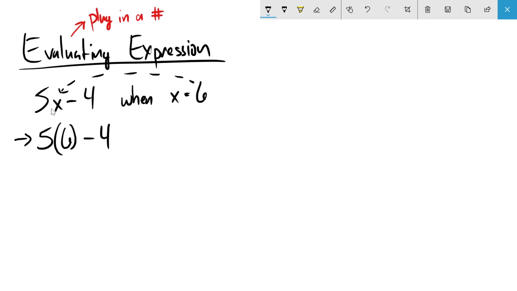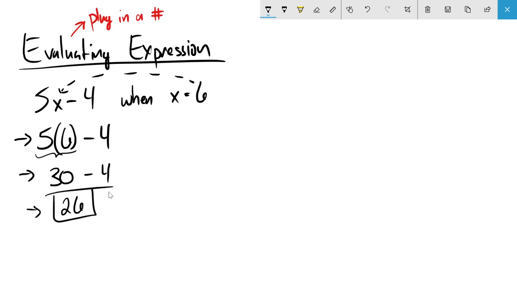There's no operation specified here, so what are we supposed to do with the 5 in this number? Multiply, right? If no operation is specified, so it's just 5 next to a variable, that's telling you 5 times x. So then, order of operations, what should we do here? 5 times 6 is 30. And 30 minus 4 is 26.